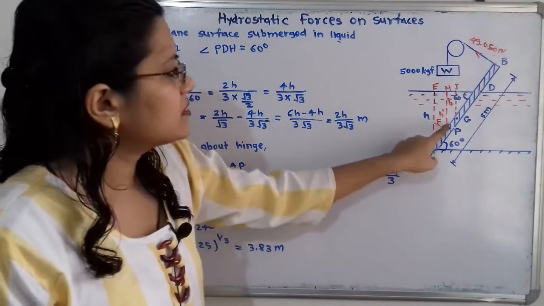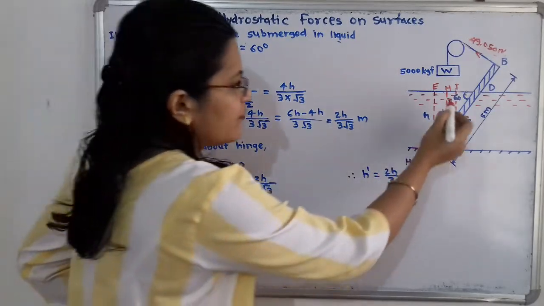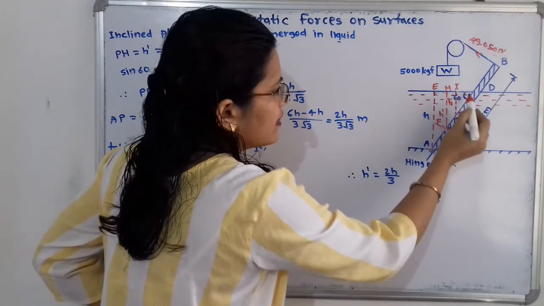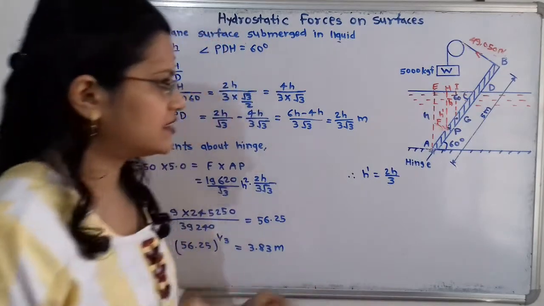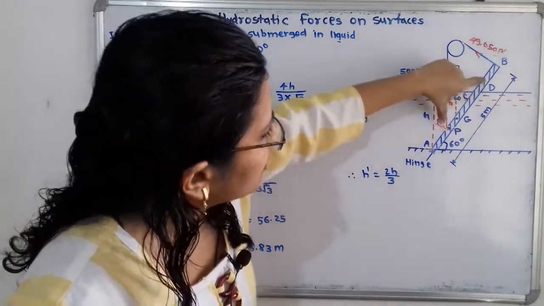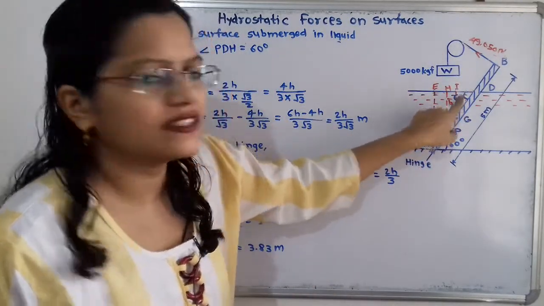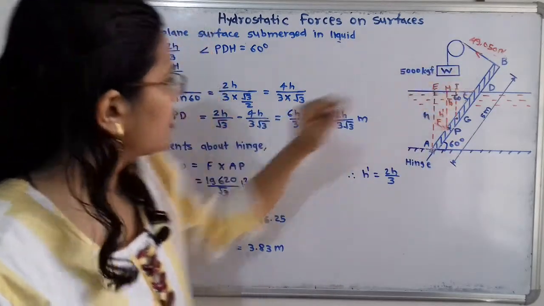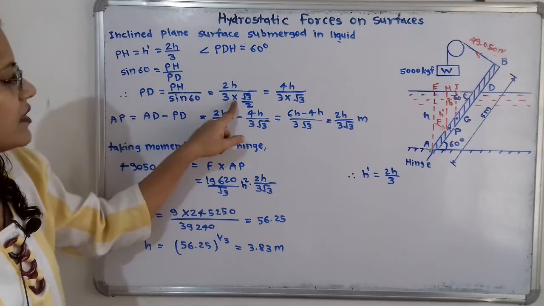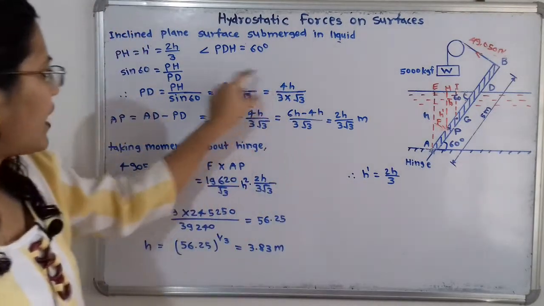Now we know that this distance PH is equal to H dash, which is equal to 2H by 3. Now if we observe this triangle PDH, so this is the triangle in which this angle is known, that is 60 degree. So we can write here sin 60 is equal to this H dash divided by PD. So H dash, that is known, sin 60 that is known, so we can get here PD. So PD is equal to PH by sin 60. So 2H by 3 into root 3 by 2, that is equal to 4H by 3 root 3. So this is the value of PD.